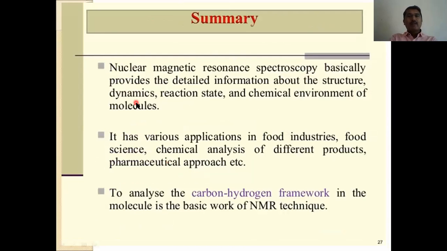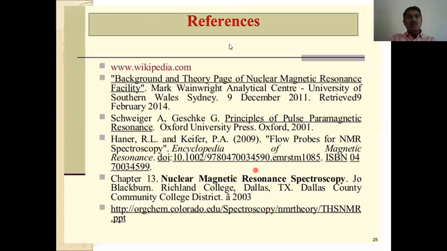Summary. Nuclear magnetic resonance spectroscopy basically provides detailed information about the structure, dynamics, reaction state, and chemical environment of molecules. It has various applications in the food industry, food science, chemical analysis, different products, pharmaceutical approaches, etc. The analysis of the carbon-hydrogen framework in molecules is the basic work of NMR techniques. Okay, these are the references.